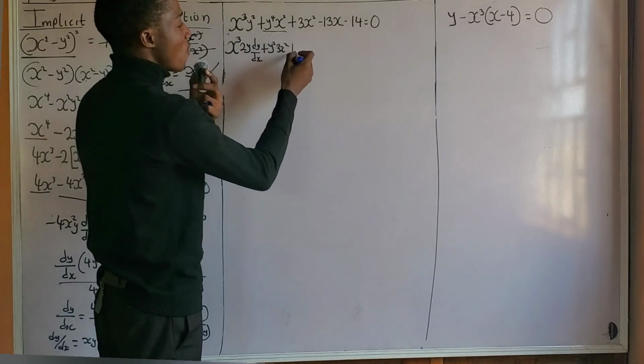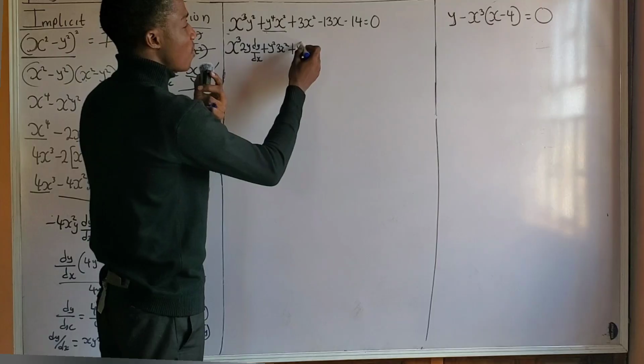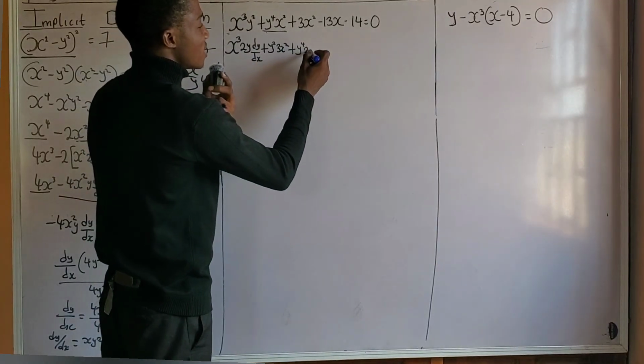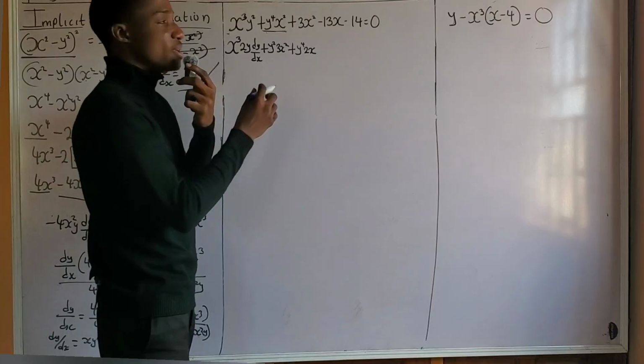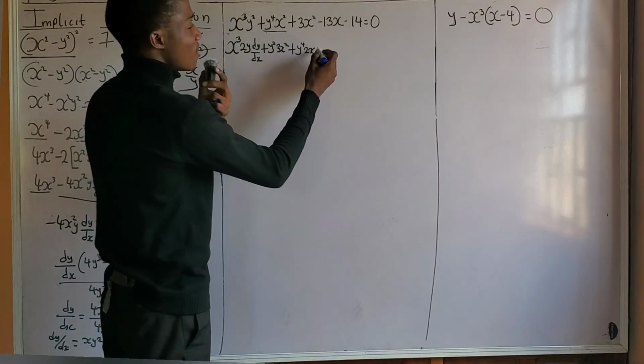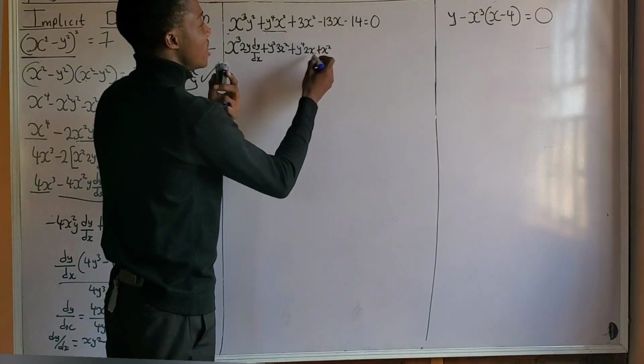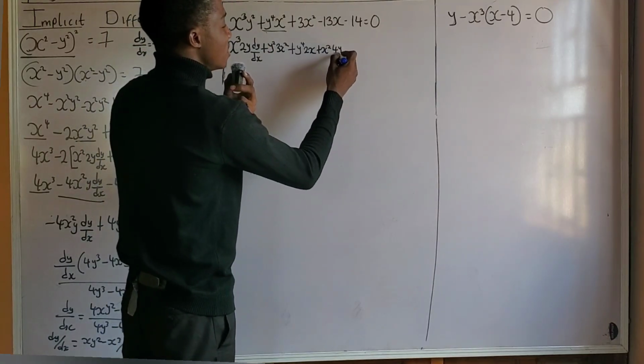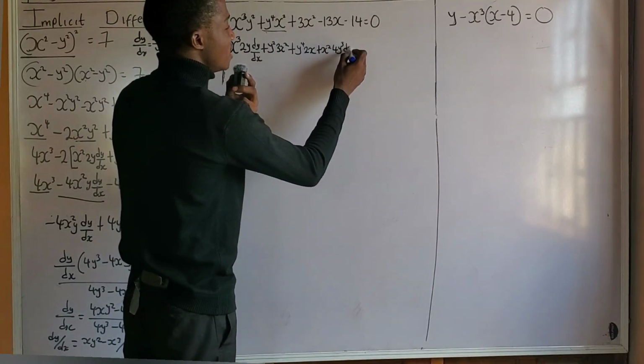Keep y raised to the power of 4 constant. I'm going to have y raised to the power of 4, then differentiate x raised to the power of 2, and you're going to have 2x. Now keep x squared constant. I'm going to have plus x squared, then differentiate y raised to the power of 4. You're going to have 4y raised to the power of 3 multiplied by dy over dx.